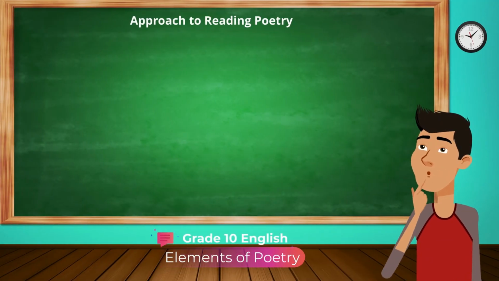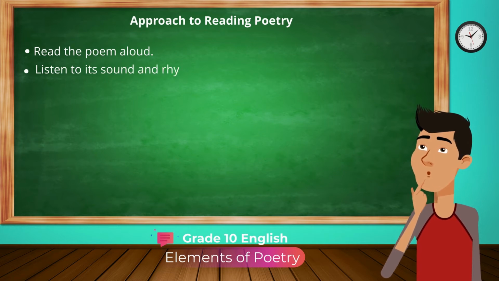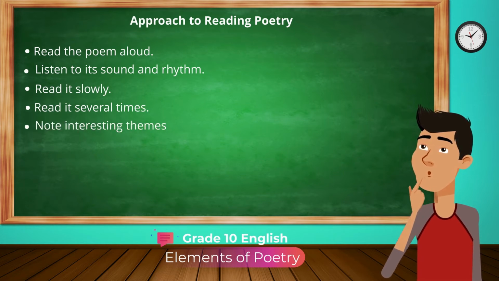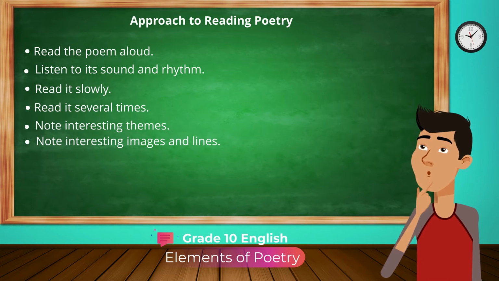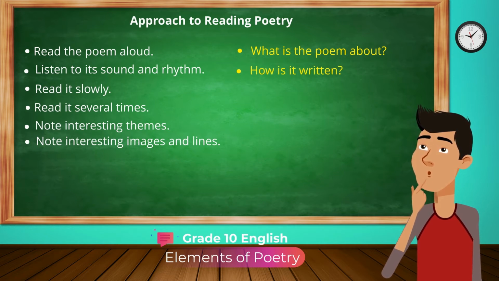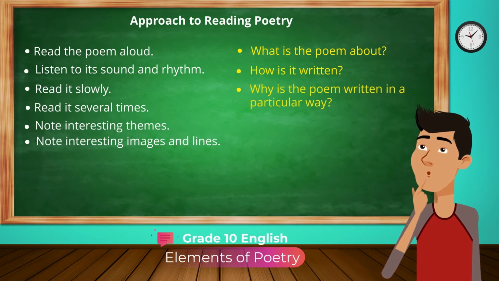After reflecting on the title, read the poem aloud. Listen to its sound and rhythm. Read it slowly. Read it several times. Note interesting themes. Note interesting images and lines. Ask questions such as, what is the poem about? How is it written? Why is the poem written in a particular way?